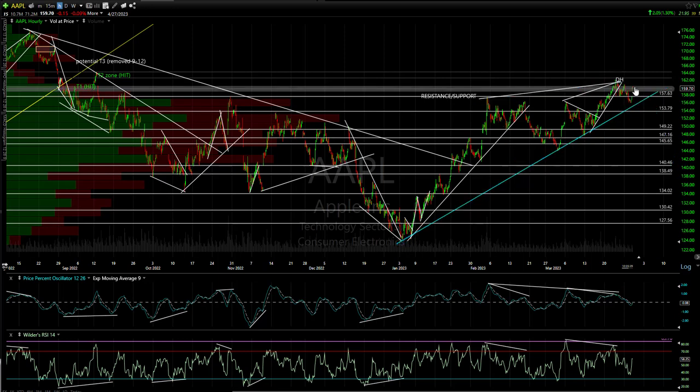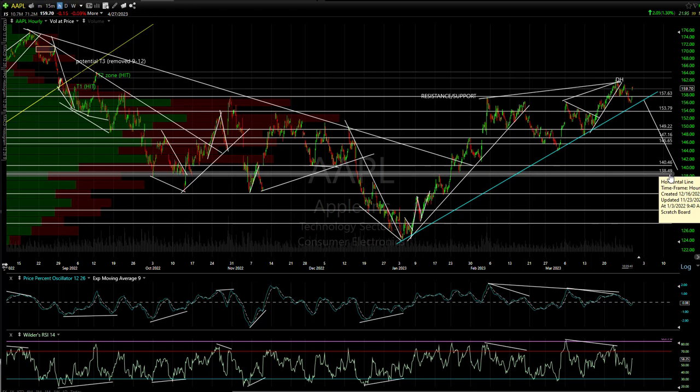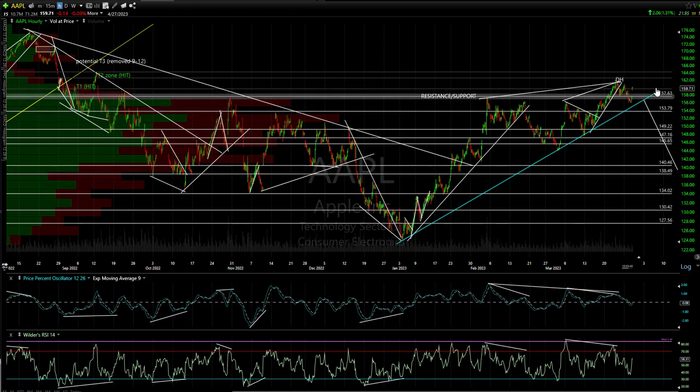Well, I'm just eyeballing it there. The way you could do it officially is you just take a trend line, put that in there, measure the widest part of the wedge, add it to where the wedge breaks down. Let's assume it breaks down right here. That's going to take us right down to that 138.50-ish target.